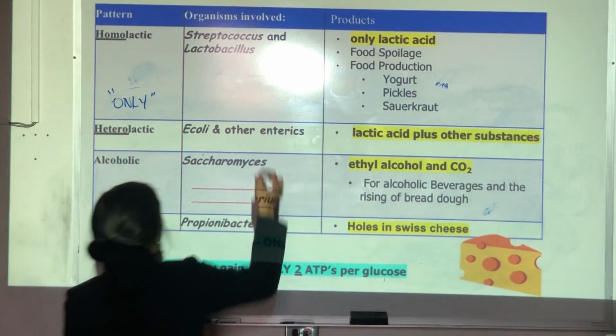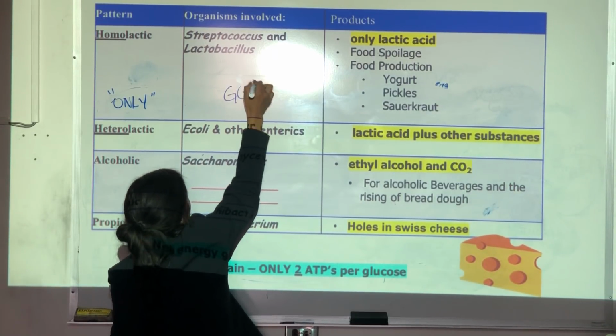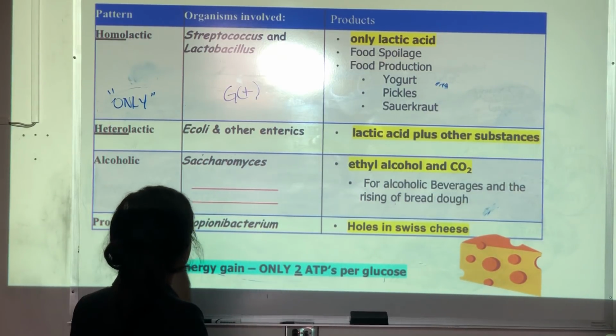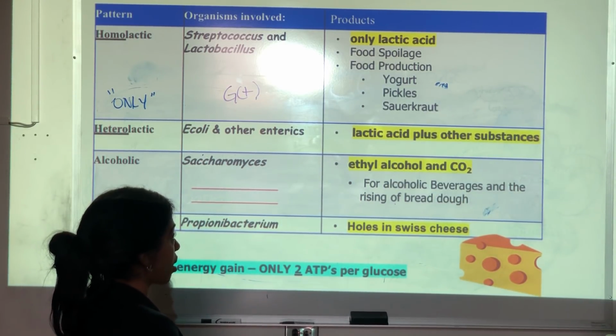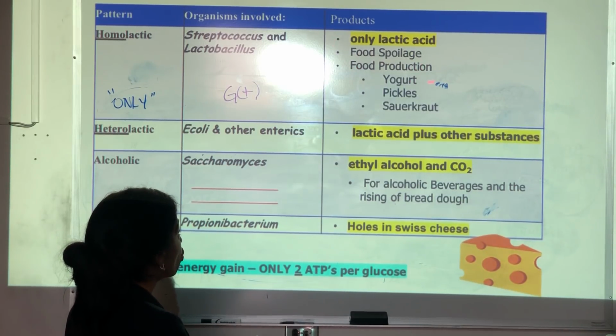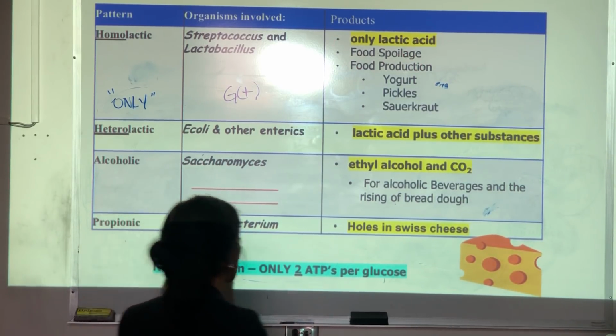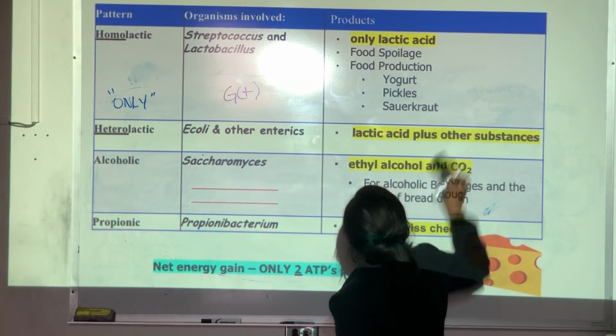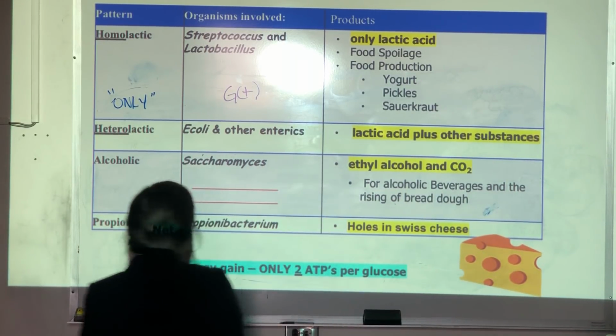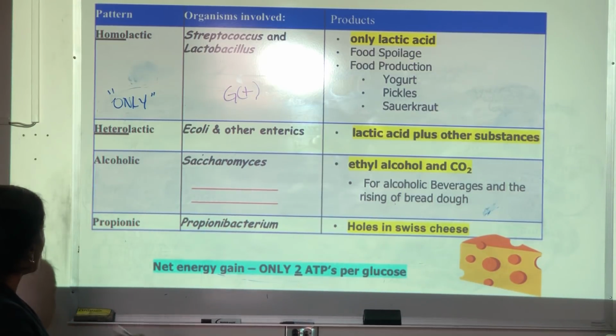Both of these organisms are gram-positive. So only lactic acid, homo, making one of the same thing. Lactic acid can cause, I did mention food production, but it could also cause food spoilage, depending on the food. Every food is going to be different in the taste that we're looking for.